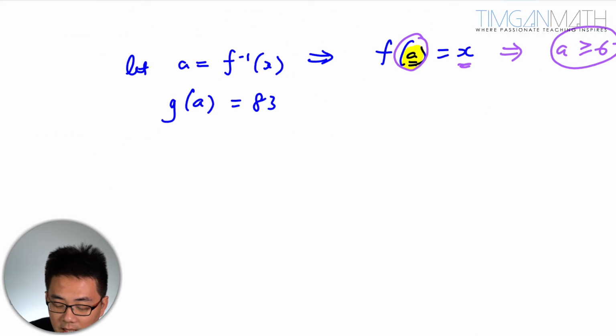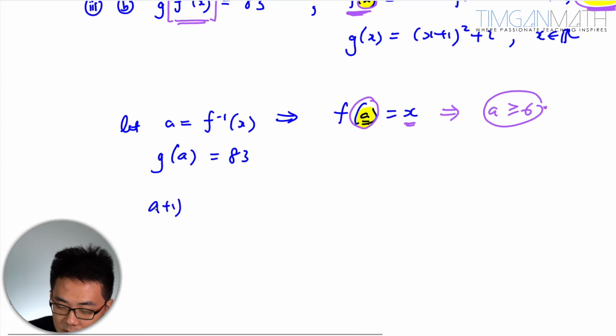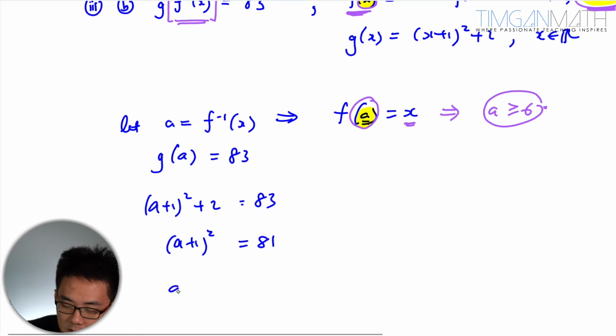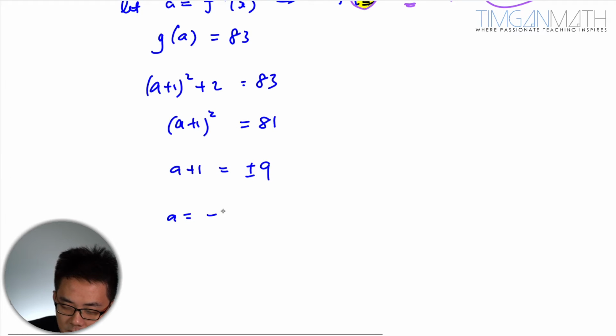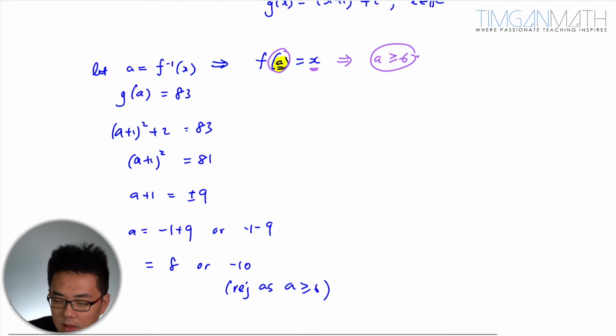So in this case, we know that g(A), so I'm going to put A inside: (A + 1) squared plus 2 equals 83. This would be 81, so (A + 1) squared equals 81. This A + 1 equals plus or minus 9. So A equals minus 1 plus 9 or minus 1 minus 9. This is 8 or minus 10. Since A is bigger than 6, we reject minus 10. Just take note of that.